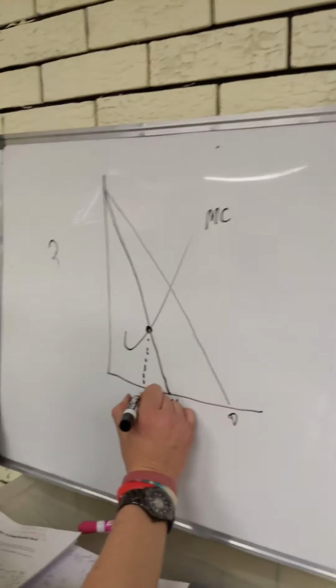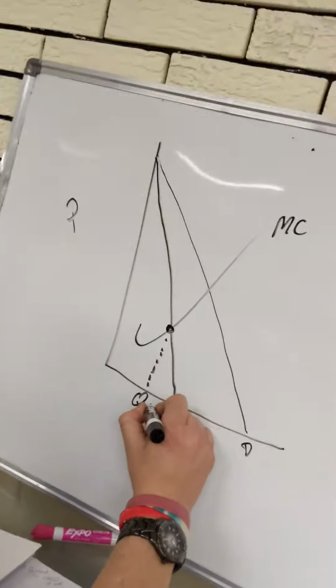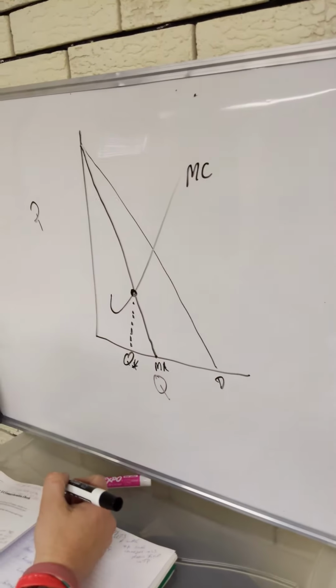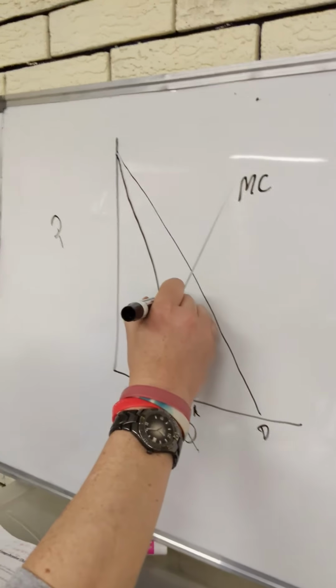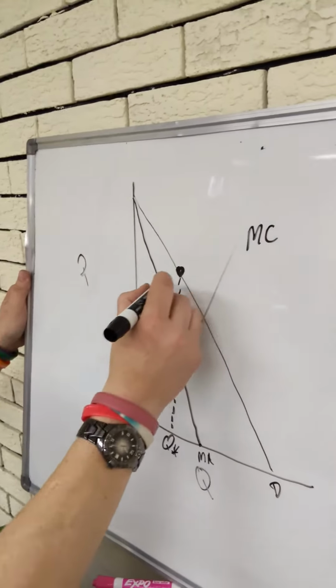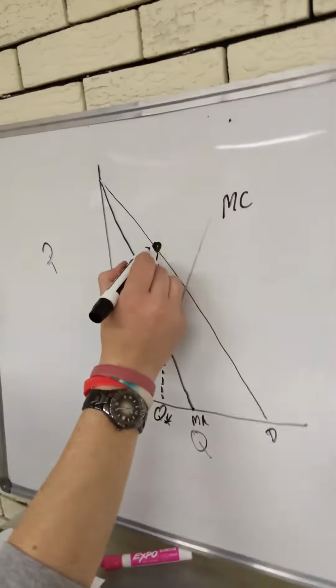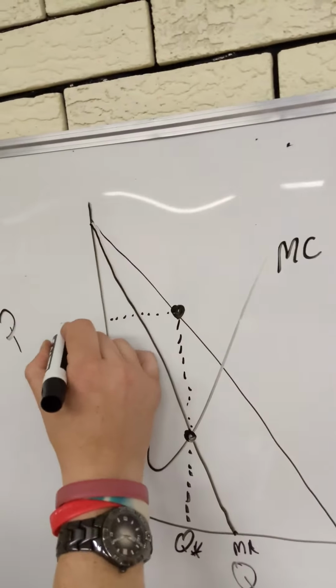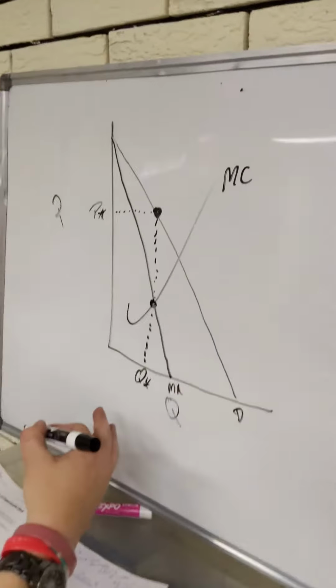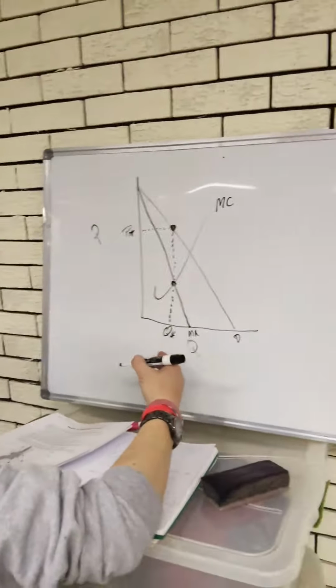Make sure you make it what they want you to make it. Make it Q star. Then you can take your price up here, and they want that to be price star. If you do that first, then you know exactly where you need to put in your ATC.